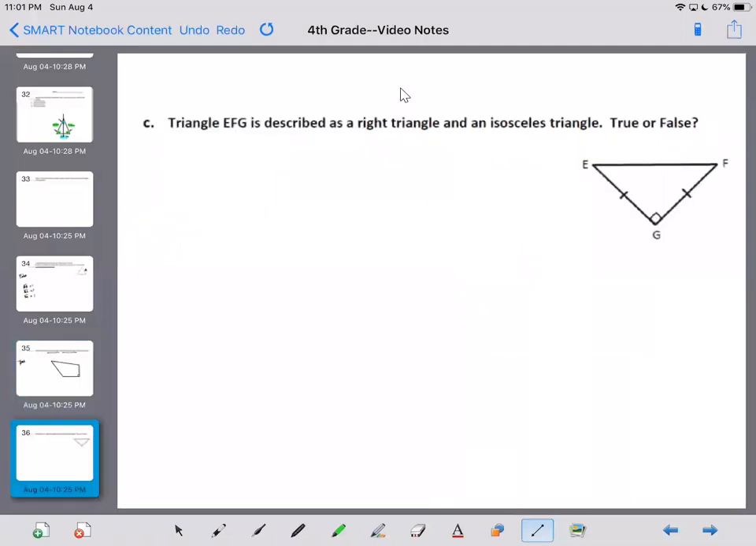Part C says triangle EFG is described as a right triangle and an isosceles triangle. True or false? Well, this is a true statement because the tick marks represent that the side lengths would be the same, and then you notice you have a right angle. So angle EGF is a right angle, and an isosceles triangle has 2 sides of the same length, and you're seeing that in segment EG and GF.